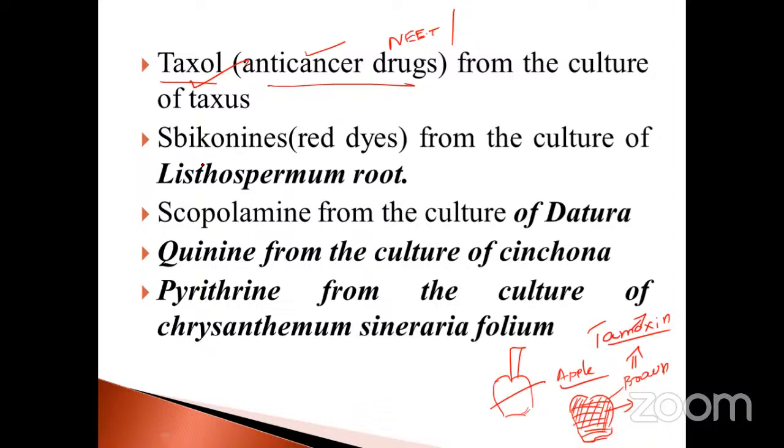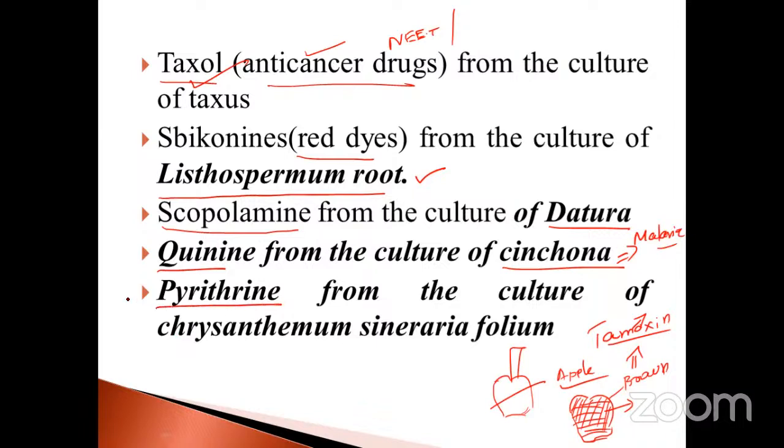Likewise, shikonin, one of the red dyes, from the culture of Lithospermum root. Okay, and scopolamine from the culture of Datura. Quinine from the culture of Cinchona. Cinchona is one of the drugs used for malaria, isn't it, my dear? This is very, very important.